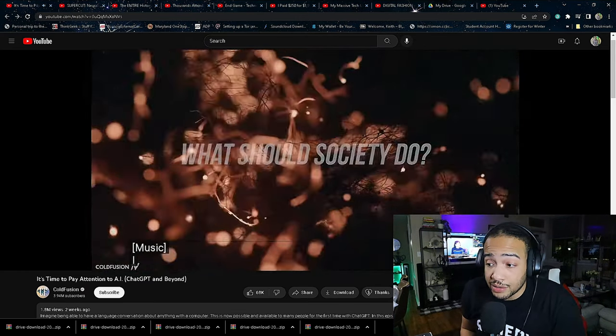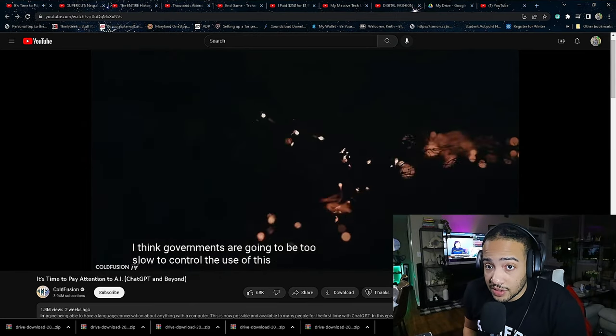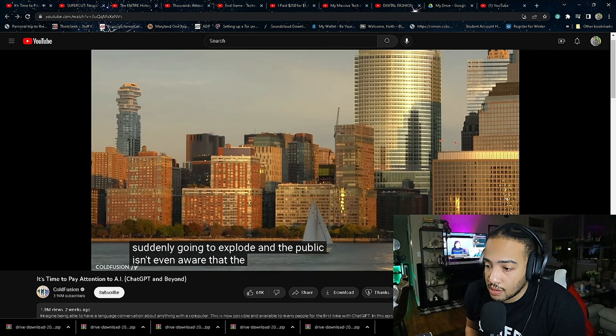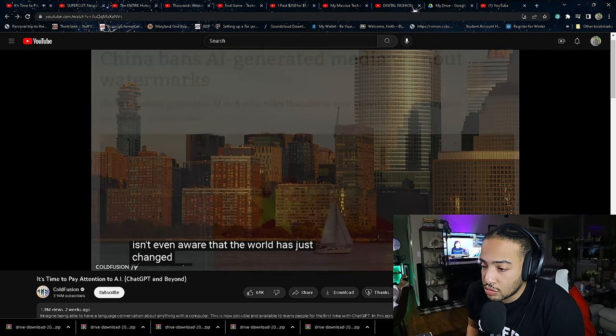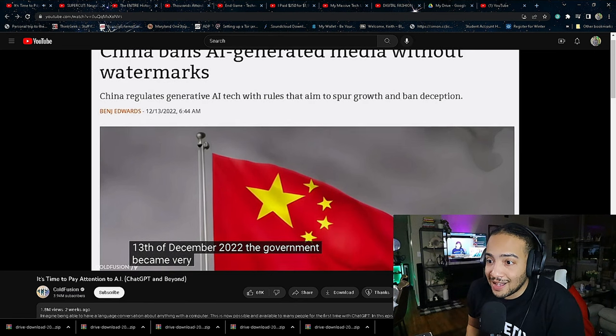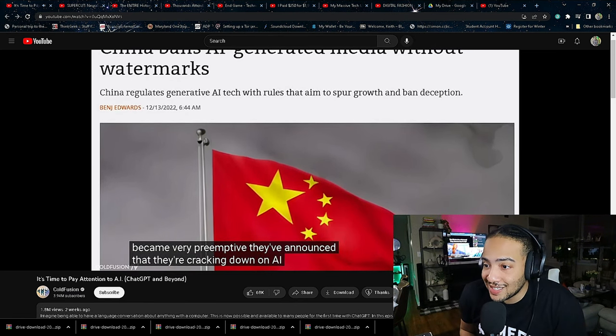What should society do? I think governments are going to be too slow to control the use of this software. Truly competent chat applications are suddenly going to explode, and the public isn't even aware that the world has just changed. Interestingly, China seems to know. On the 13th of December, 2022, the government became very preemptive. That's crazy. They're cracking down on AI-generated content.